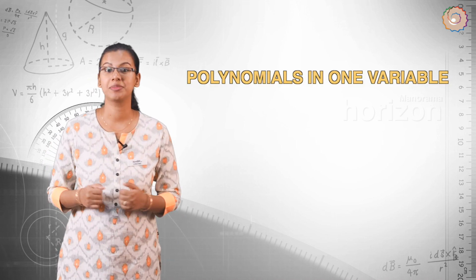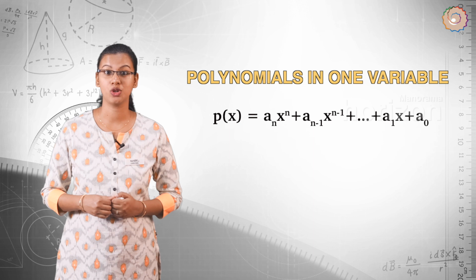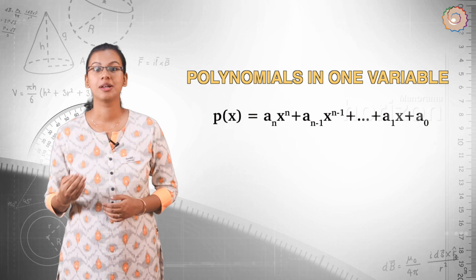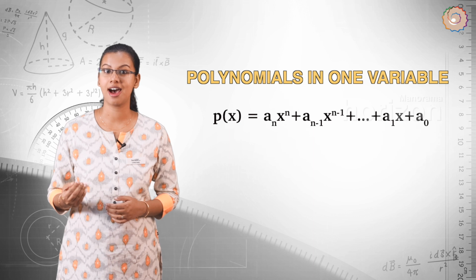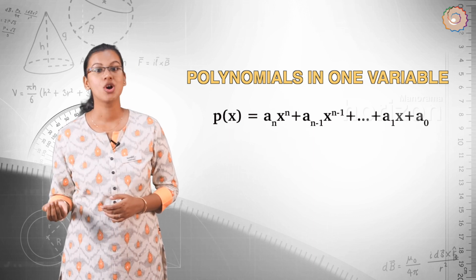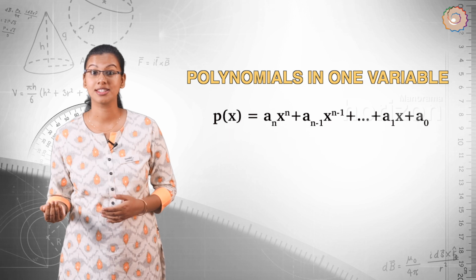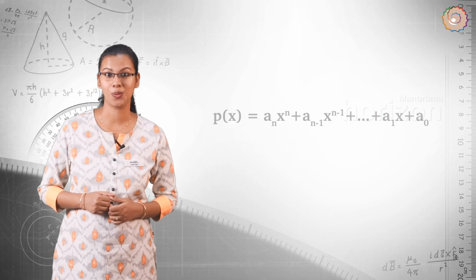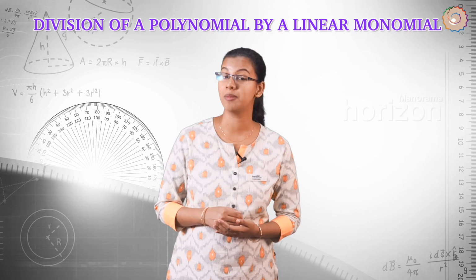A polynomial in one variable x of degree n is of the form p of x equals a_n x raised to n plus a_(n-1) x raised to n minus 1 plus etc. plus a1 x plus a0, where a0, a1, a2, etc. to a_n are constants and a_n is not equal to 0. Now let's divide the polynomials by a linear monomial.